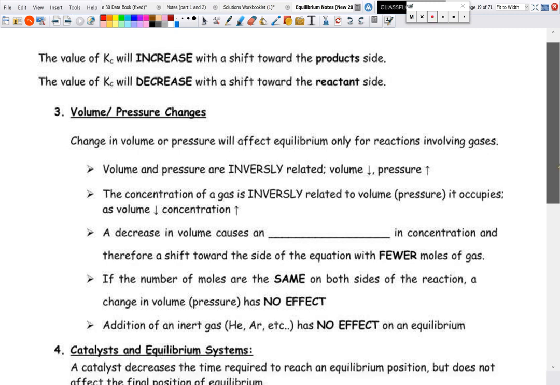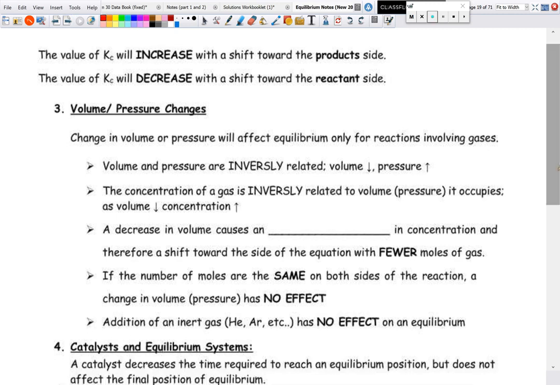And finally, this is what you see here: if the equilibrium constant increases, it shifts towards the product side, and of course if the equilibrium constant decreases, it's a shift towards the reactant side.